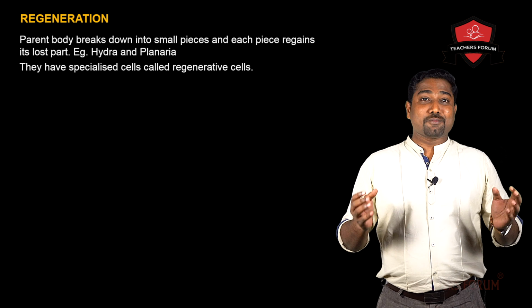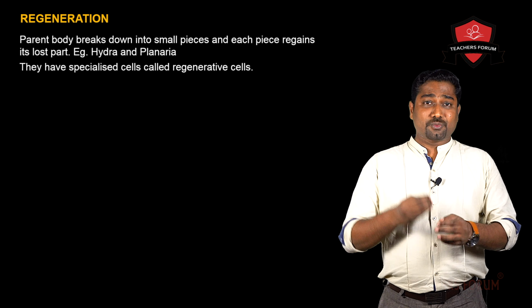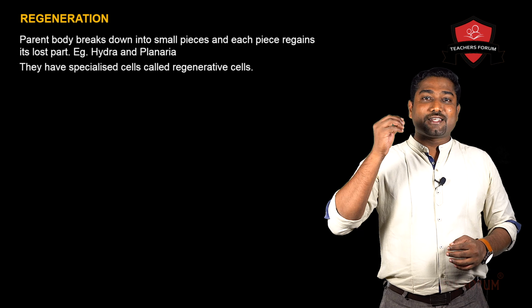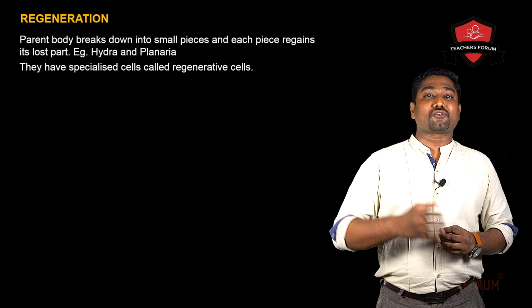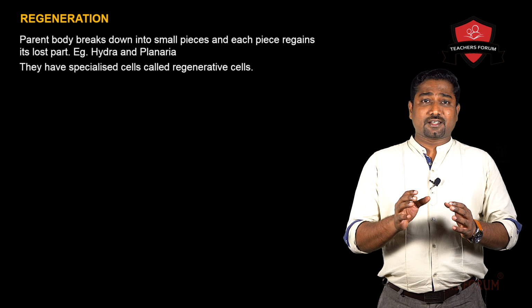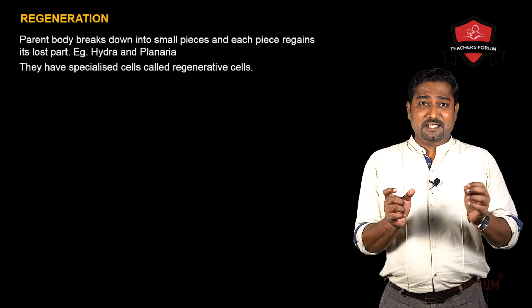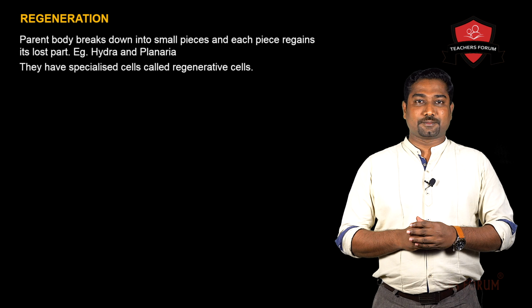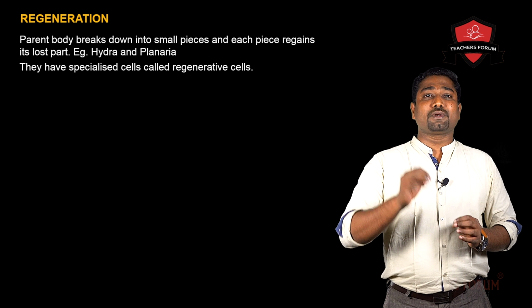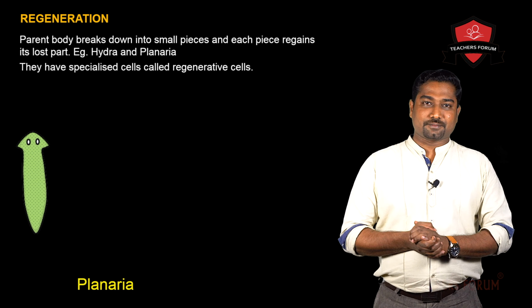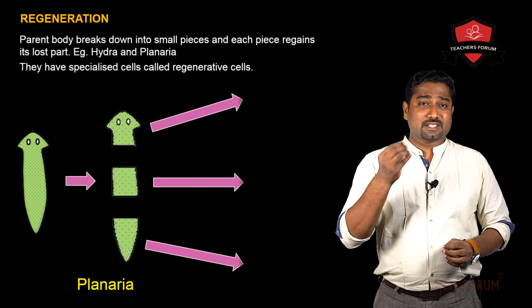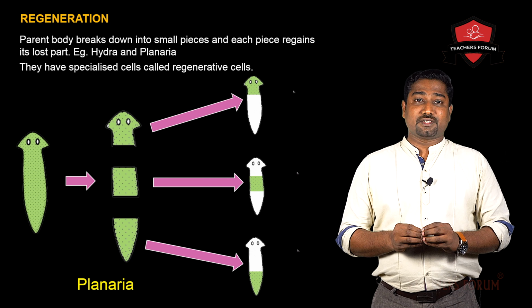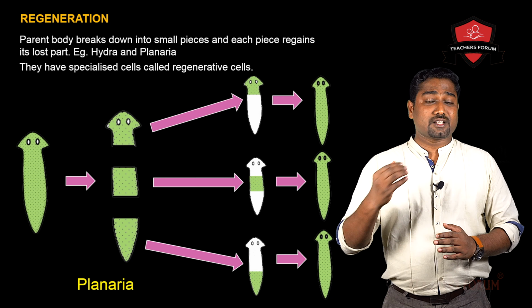Moving to the third category, that is regeneration. The fully differentiated parent body somehow gets ruptured or broken into smaller pieces, and each piece regains its lost part. It's almost like fragmentation, but the major difference is that here each fragment regains its lost part. It is mainly observed in simple animals like Hydra and Planaria. Hydra and Planaria have specialized cells called regenerative cells. With the help of these cells, they regain their lost parts.